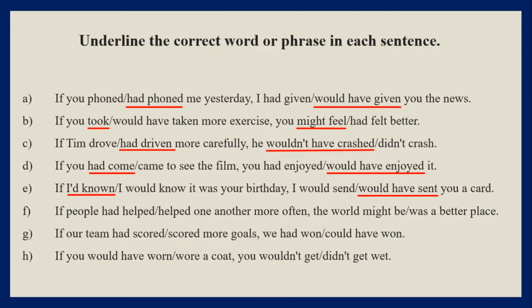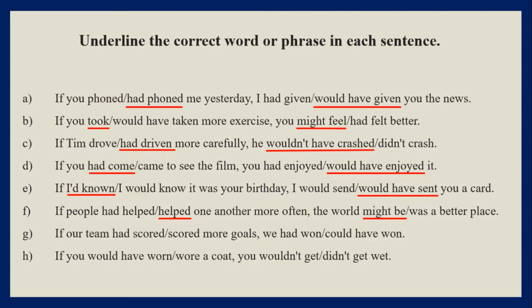Be careful, sometimes it is a mixed conditional. You need to see if it is describing a consequence in the present or in the past. This is in the past, so this is a pure third conditional. F. If people had helped or helped one another more often. This is obviously like a criticism leveled against the society, so this is an imaginary situation in the present, so past simple. Second conditional. The world might be a better place. Again, because we are expressing probability, not certainty, we use might instead of would.